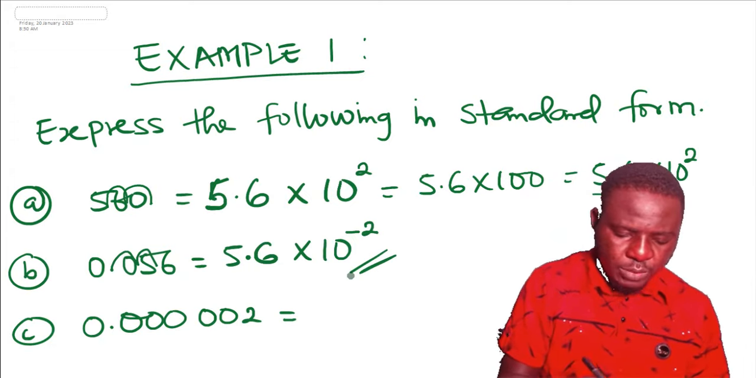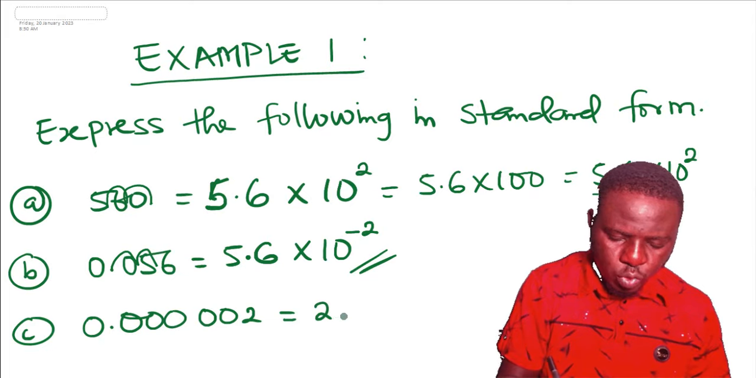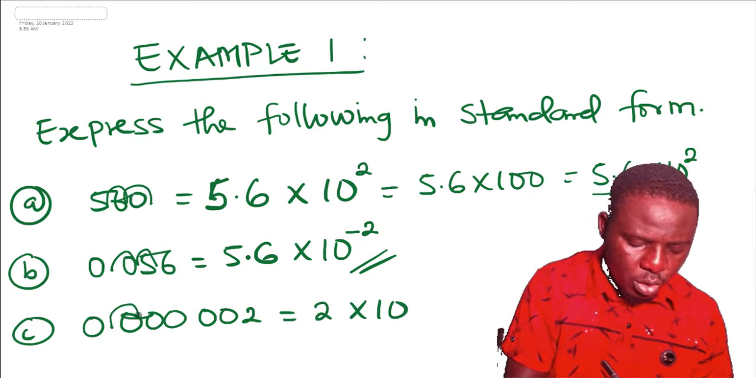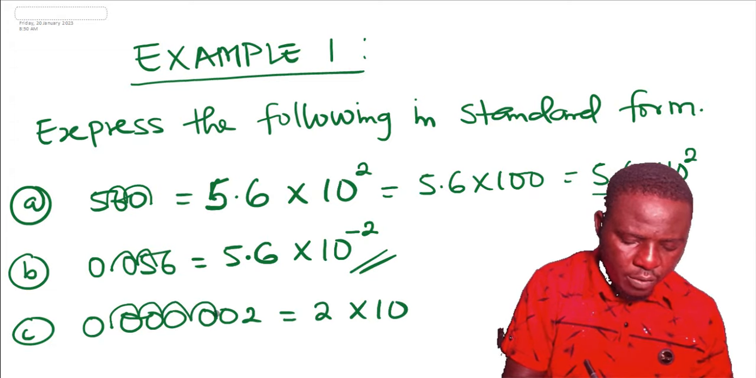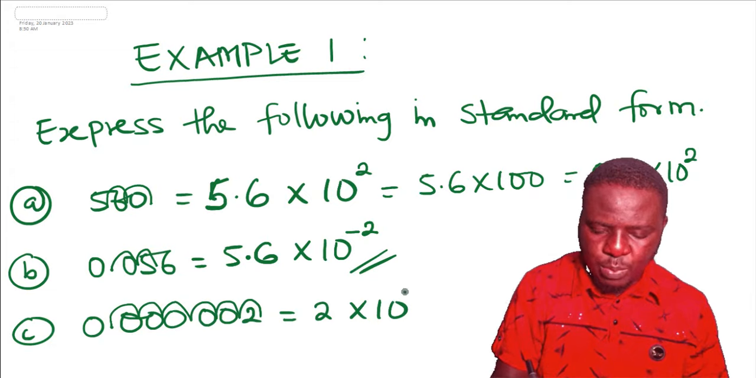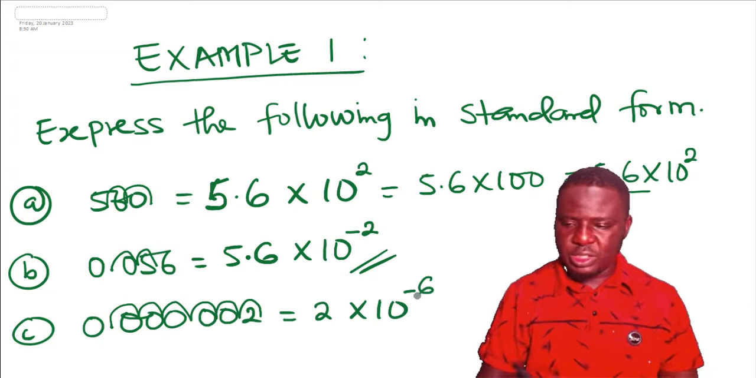C, this becomes 2 times 10 raised to the power of, we are going to move the decimal point 1, 2, 3, 4, 5, 6. So this becomes 2 times 10 raised to the power of minus 6.